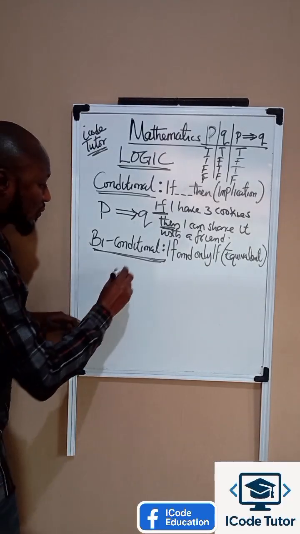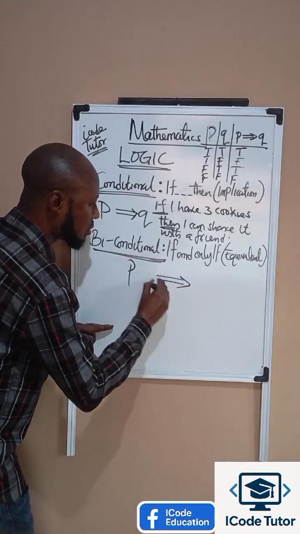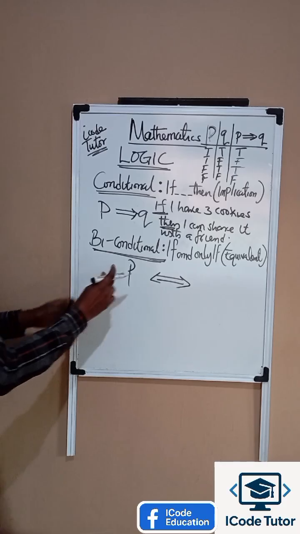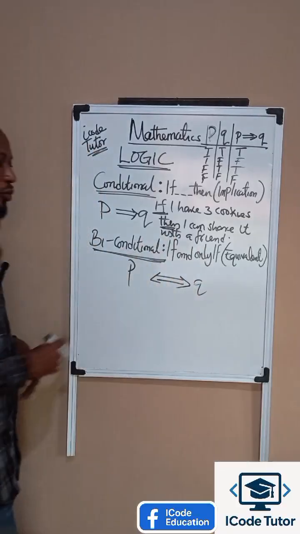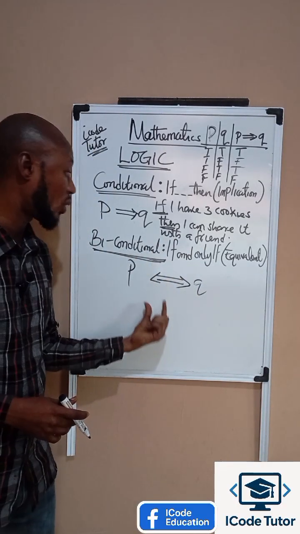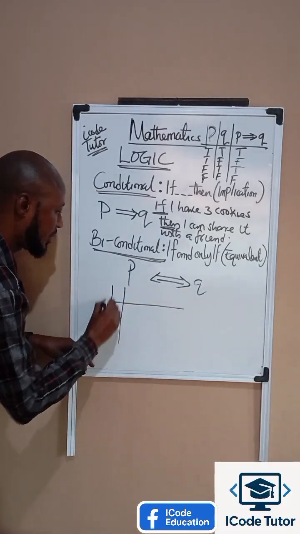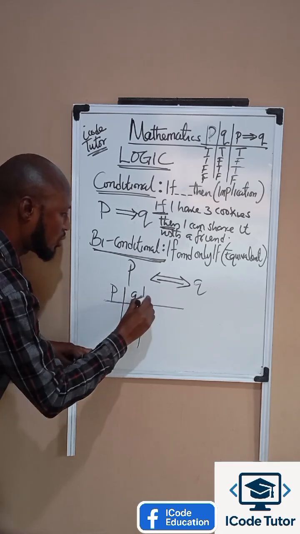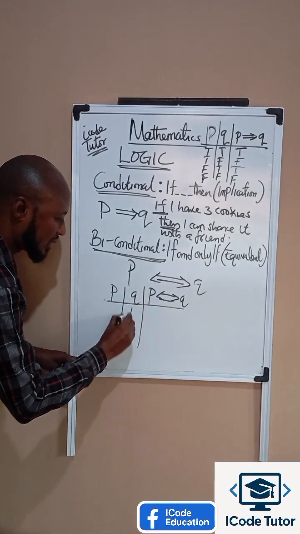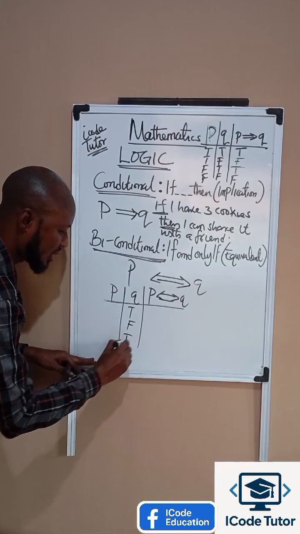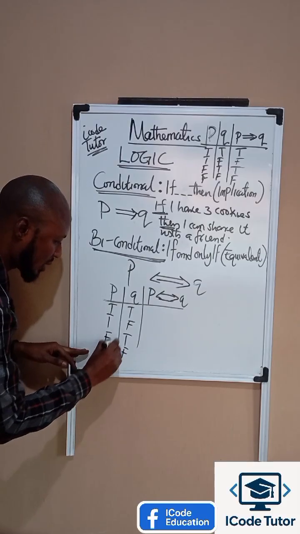Now, the simple symbolic form of biconditional is this. That means that P, we call it equivalent, P equivalent Q. The simple representation of this on a truth table is P, Q, P equivalent Q. If P is T, F, T, F, then Q will be T, T, F, F.